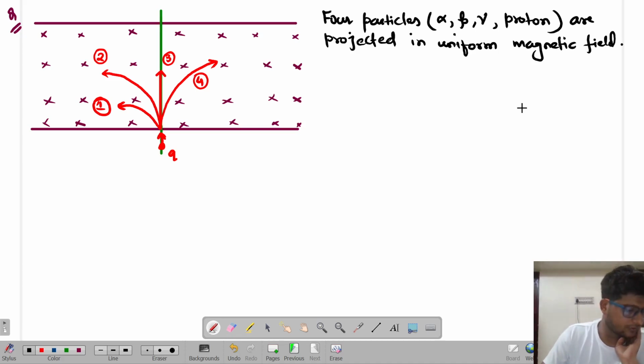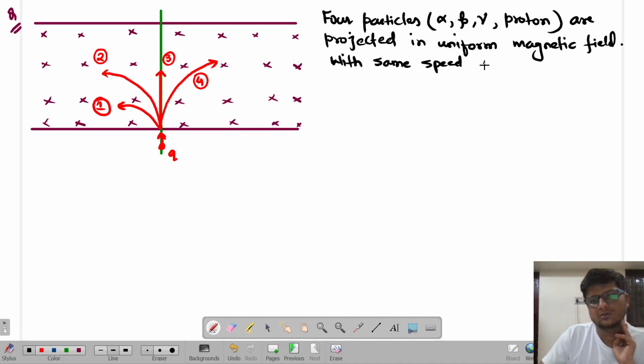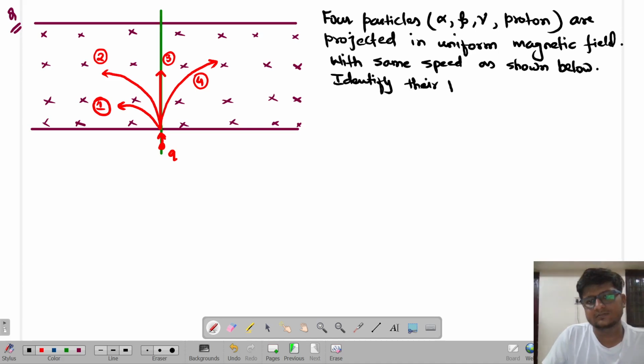Particles are projected in a uniform magnetic field with the same speed, as shown below. Identify their paths. Tell me, which particle is following which path?